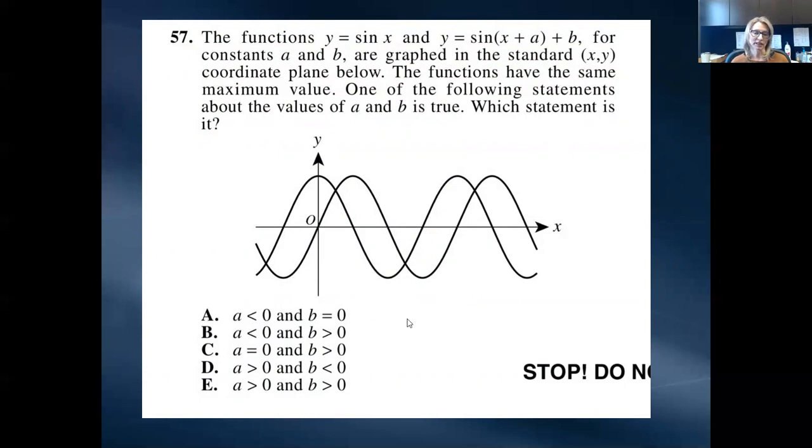You can also see that a is less than 0. That means it shifted it to the left. So here was your original sine function, and then you just shifted it to the left. So this part's true as well, that a is less than 0.